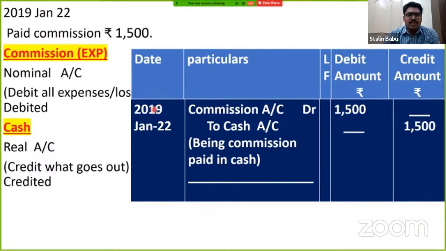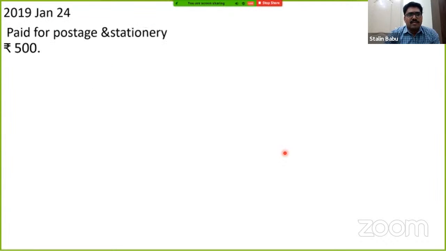Date January 22. Entry is commission account debit to cash account. 1,500 in debit column, 1,500 in credit column. Narration is being commission paid in cash.